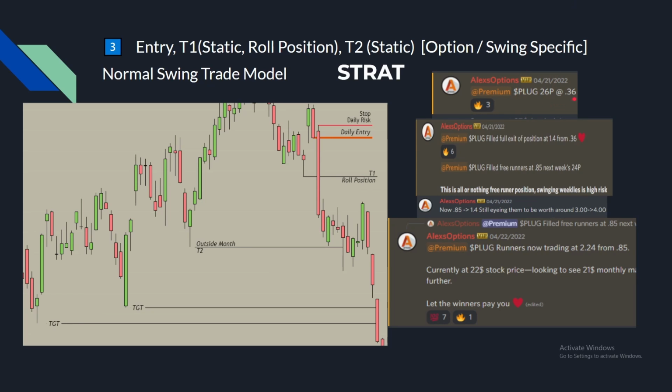So on plug, I can't remember, I think I took 20 contracts. For simplicity's sake, we'll just say 10. So it was a $360 position. So that $360 position, we'll just say I got a full exit at 1.4 for simplicity's sake. There was a partial taken in there. But if we've spent $360 and then closed the full position at $1,400, we made about $1,000.